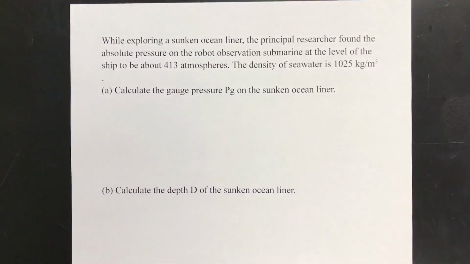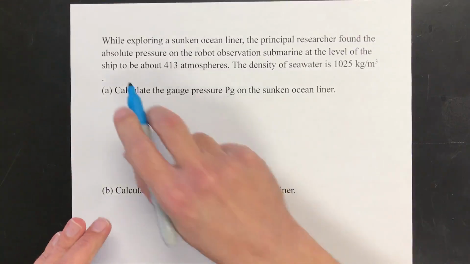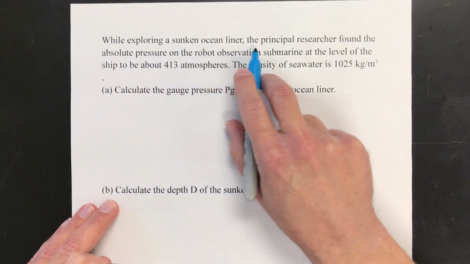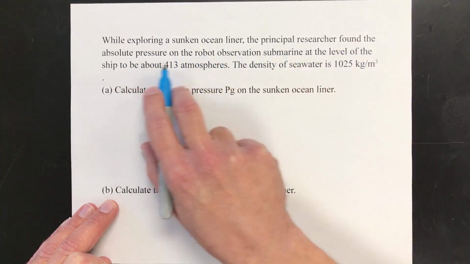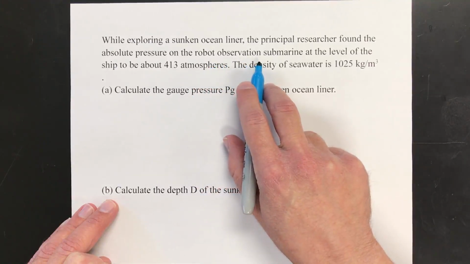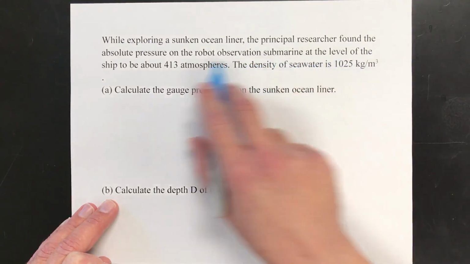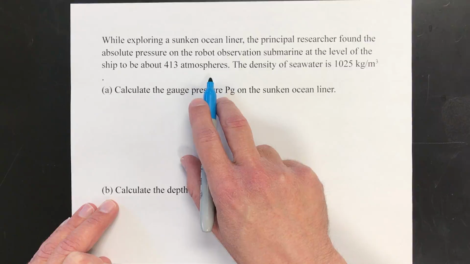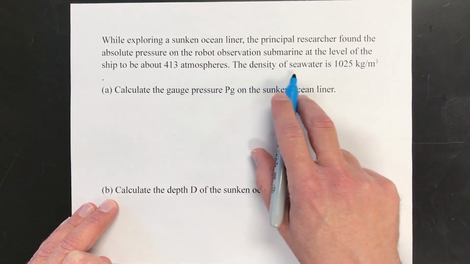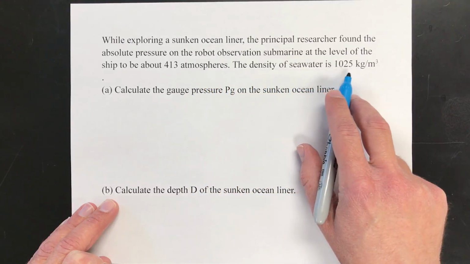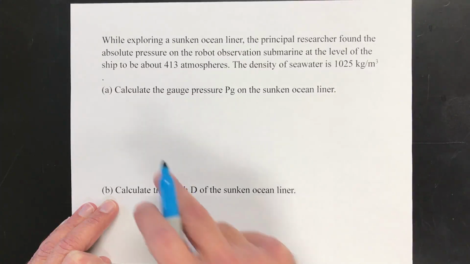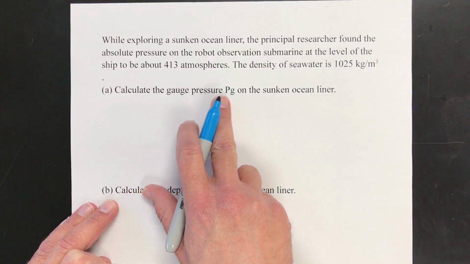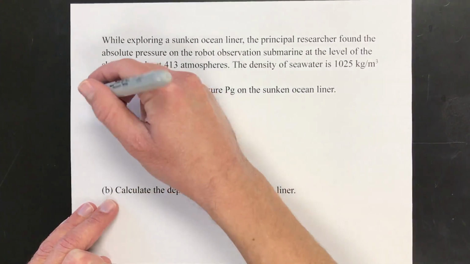Let's look at this problem involving a submarine down under the ocean. It says, while exploring a sunken ocean liner, the principal researcher found the absolute pressure on the robot observation submarine at the level of the ship to be 413 atmospheres. The density of seawater is 1,025 kilograms per cubic meter. Calculate the gauge pressure, PG, on the sunken ocean liner.